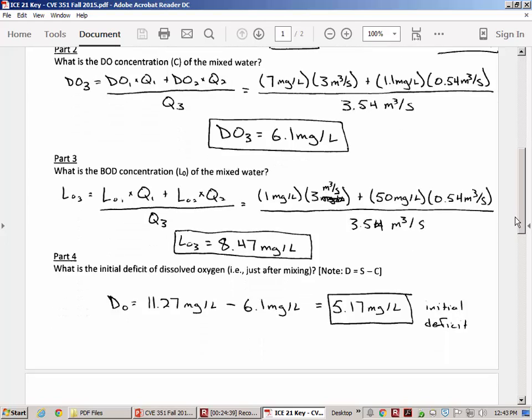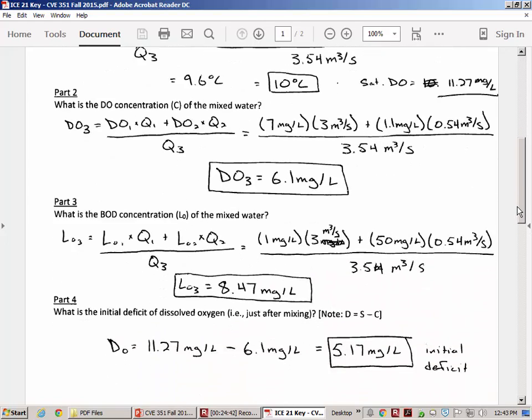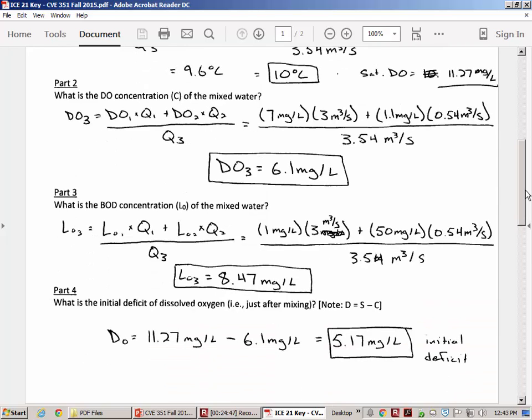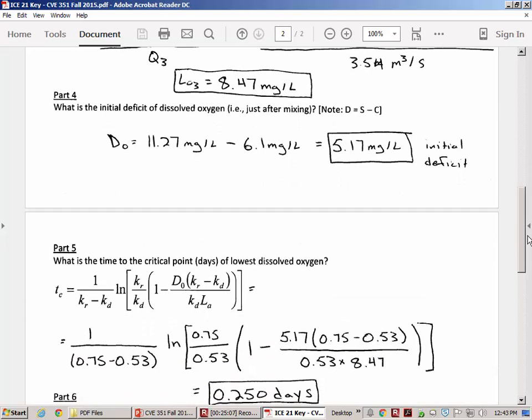All right. Any questions on parts 1 through 4? I mean, this is all mixing and then learning the terminology so far. Learning what we mean by the difference between deficit and dissolved oxygen concentration. The initial deficit is right after they mix, the BOD after it mixes, and so on. So here in part 5, you're basically just substituting in the values that you found earlier through your mixing into the formula.